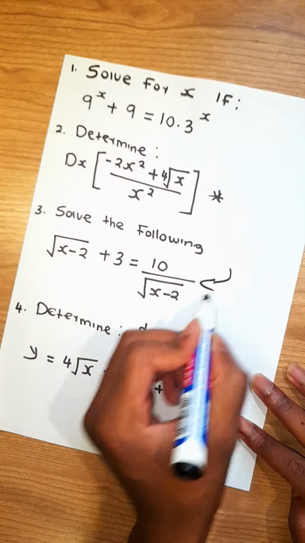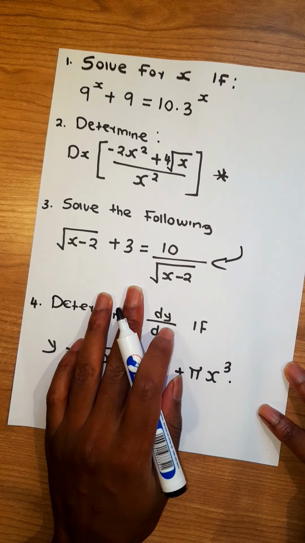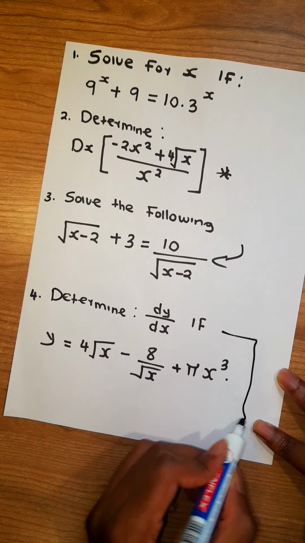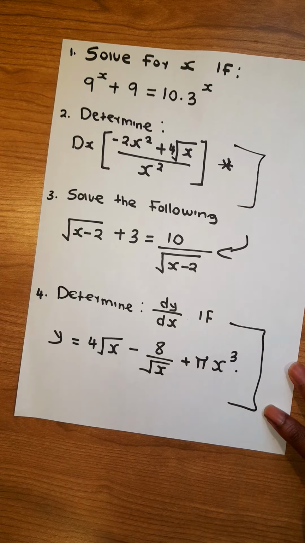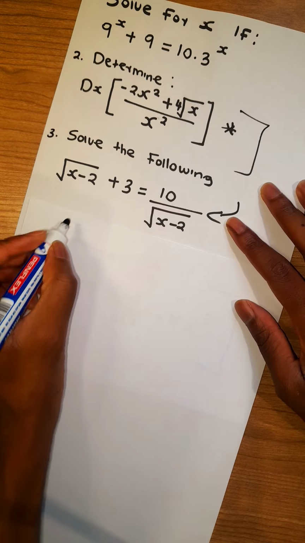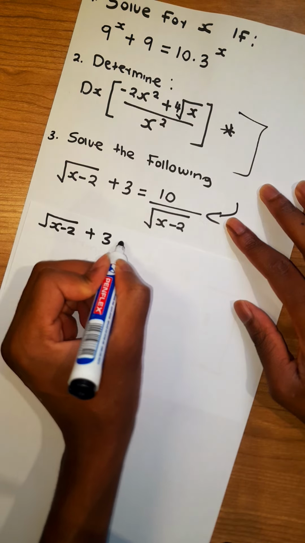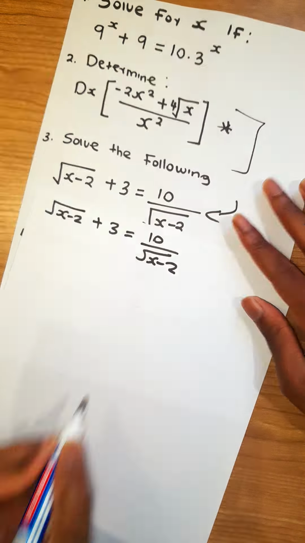I feel like on this question, we are also required to solve for x of this expression. So it means that on part 2 of this video, we will try to solve these two questions that are actually coming from calculus, right? So let's actually look at it. We're having this question that is the square root of x minus 2 plus 3, that actually equals 10 divided by the square root of x minus 2.